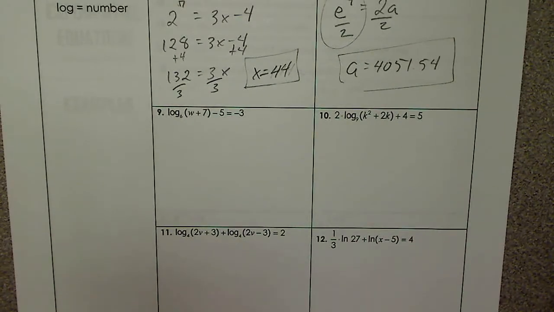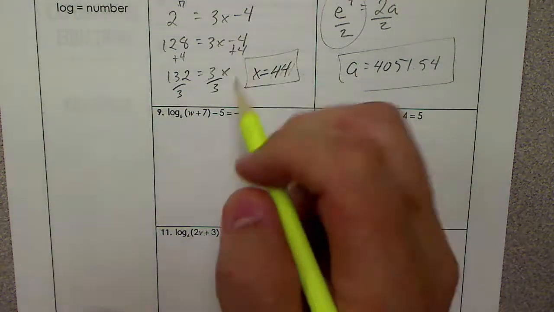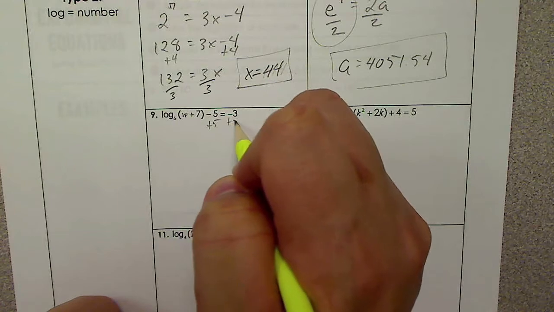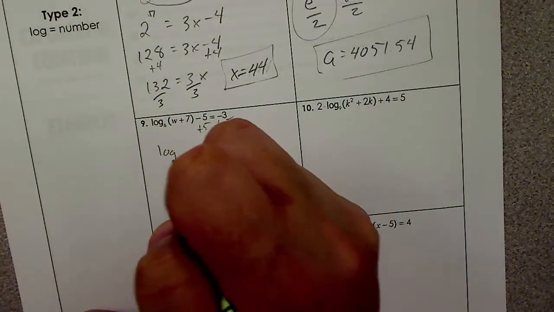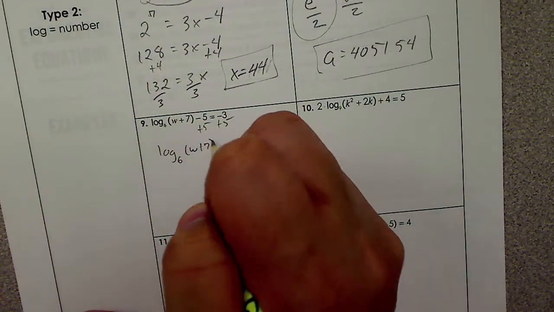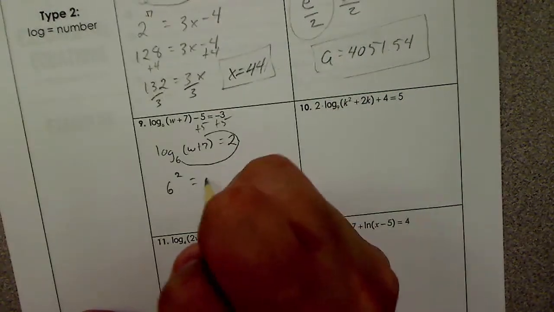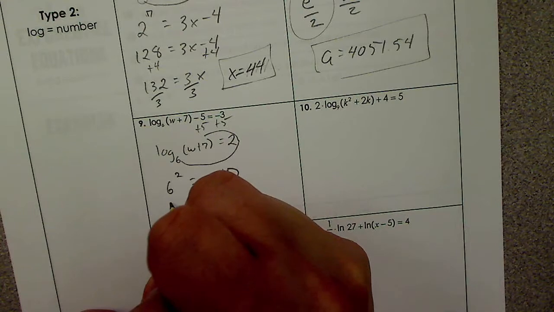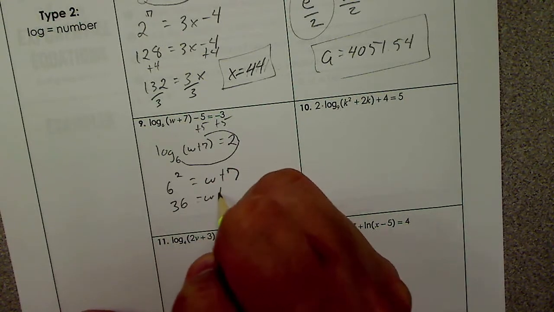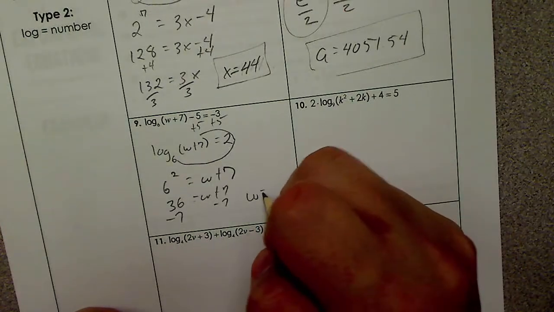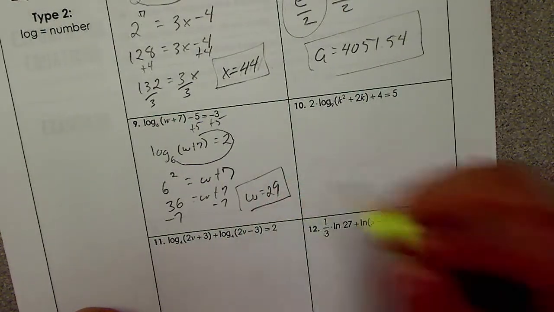Let's see. Condense it down. So it means I want to make sure and get the logarithm by itself. So add 5 to both sides. Convert. Solve it. Done.